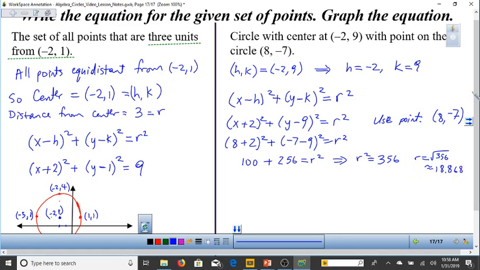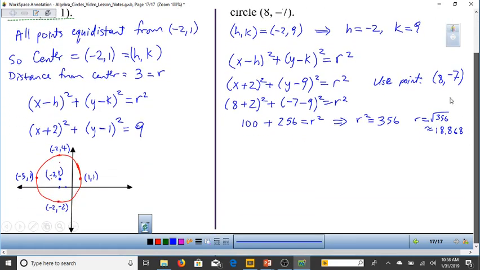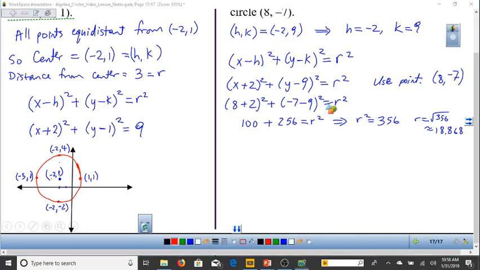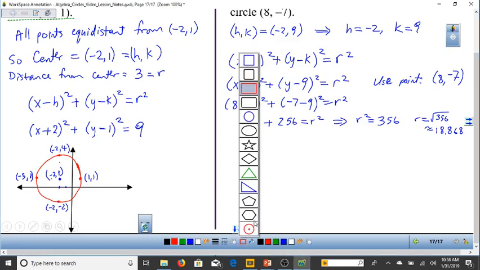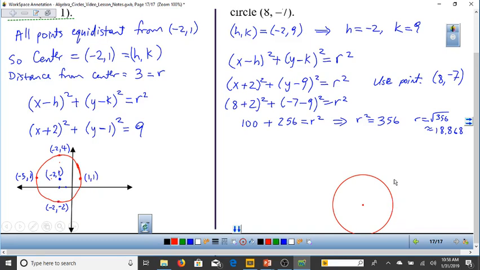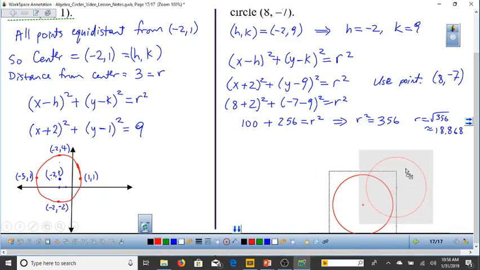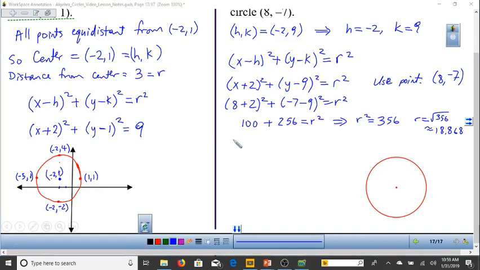Now, to graph this, I don't have quite enough space to graph this graph. So what I will do is I will just do a rough sketch of the graph, and I'll just plot some points to indicate what I'm talking about. So the equation then, I forgot to write that here. The equation of the circle is x plus 2 squared plus y minus 9 squared is equal to 356.